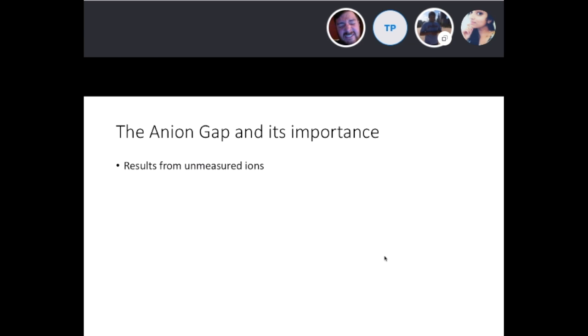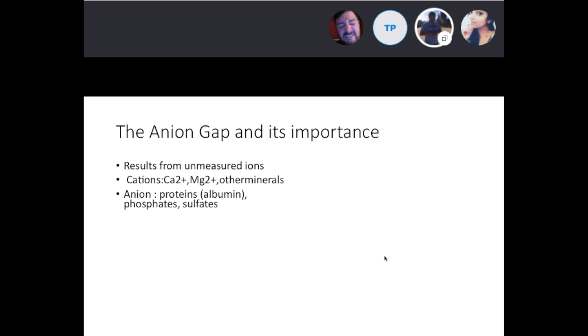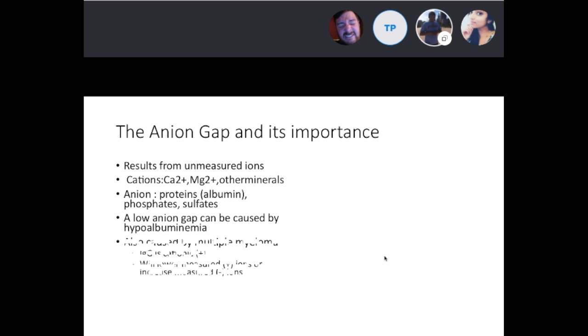It results from unmeasured ions. You have cations such as calcium and magnesium and other minerals in your body, and anions such as proteins, phosphates and sulfates. A low anion gap can be caused by hypoalbuminemia, but it can also be caused by multiple myeloma. Usually the IgG is cationic, so it's positively charged, and will lower the positive ions or increase the negative ions. That's the importance of the anion gap.